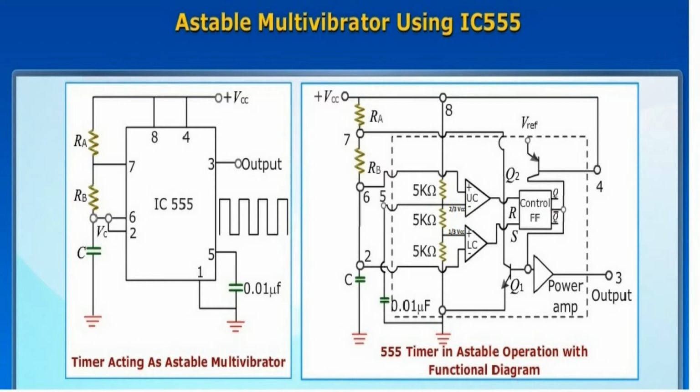As shown in the figure, the astable multivibrator is designed using the IC555 timer. The important components of the IC555 timer are the voltage divider network, two comparators, that is the upper comparator and lower comparator, the SR flip-flop, power amplifier, and discharging transistor Q1.